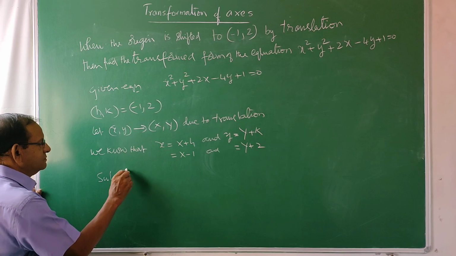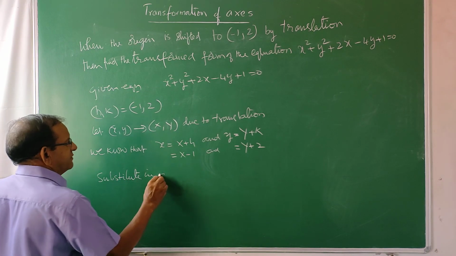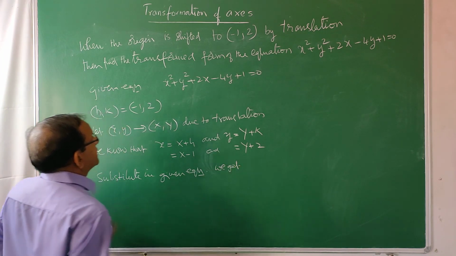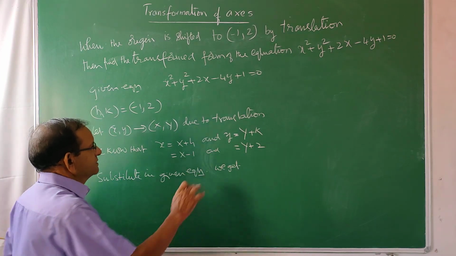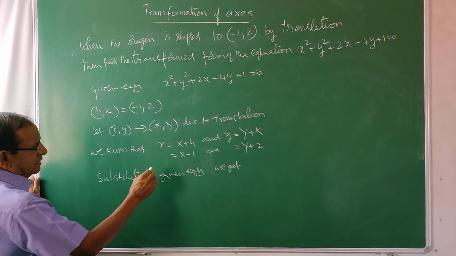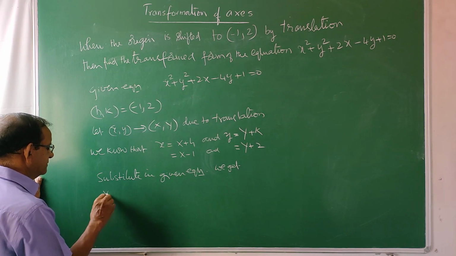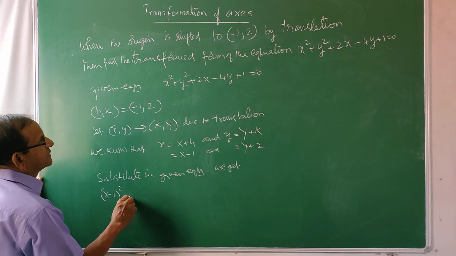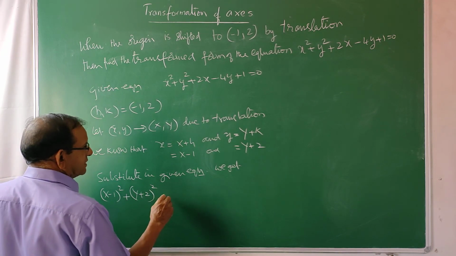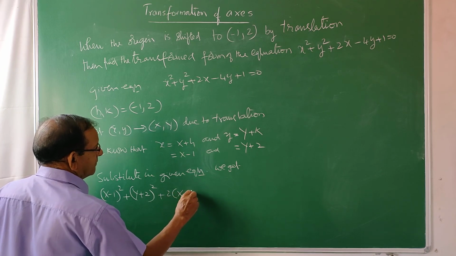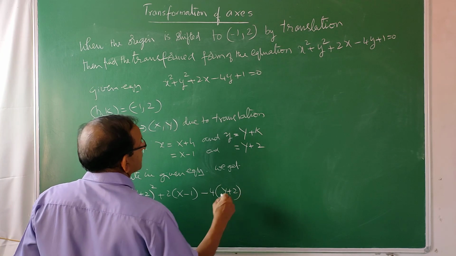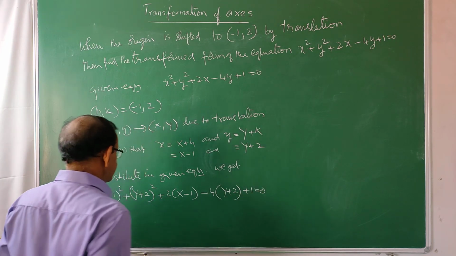Substitute in given equation. What will we get? X square means I have to write y, sorry, this is y plus 2. X square means x minus 1 whole square plus y square means y plus 2 whole square plus 2x, 2 into x minus 1, minus 4y, minus 4 into y plus 2 plus 1 is equal to 0.